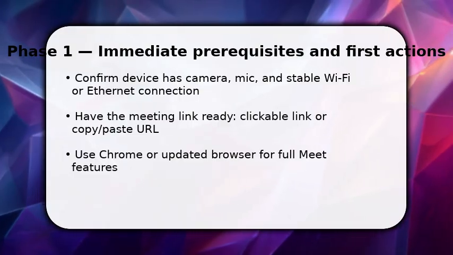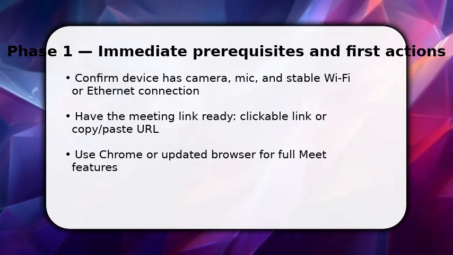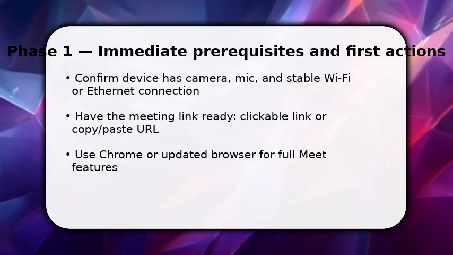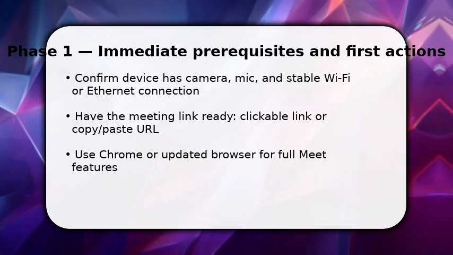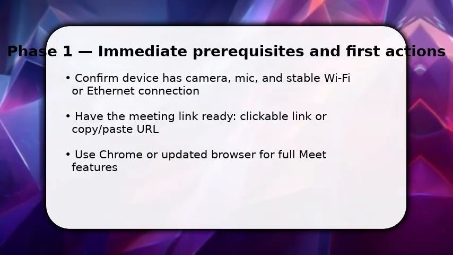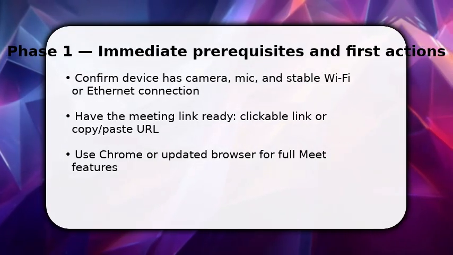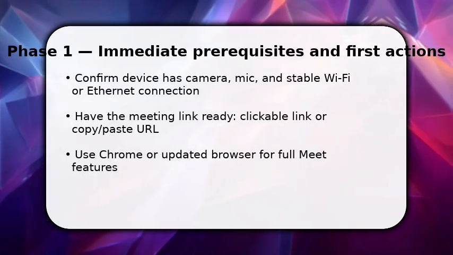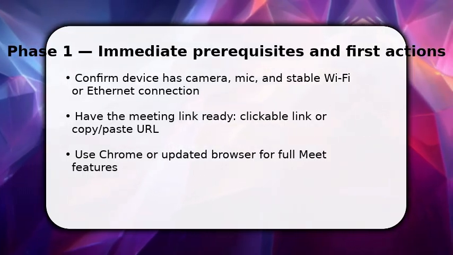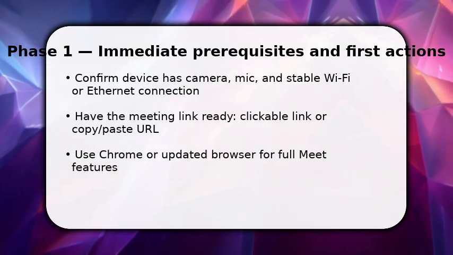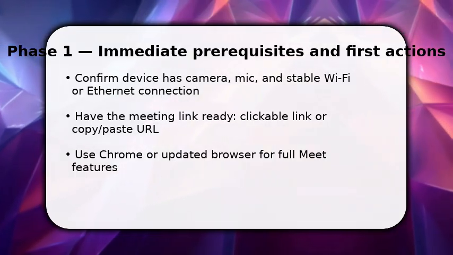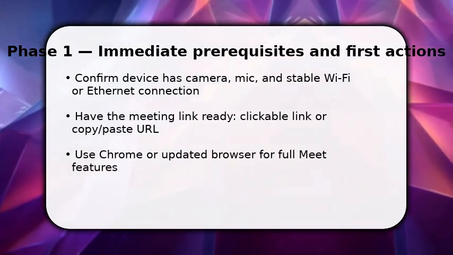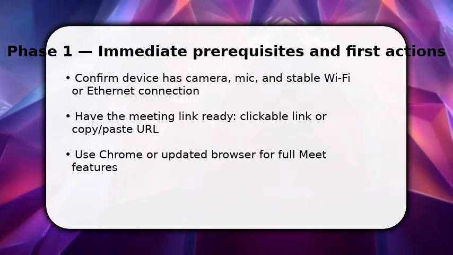You start by confirming prerequisites: camera, microphone, and a stable internet connection. Once done, locate the Google Meet link in your calendar invite, chat, or email and click it. If the link isn't clickable, copy and paste it into your browser's address bar. Make sure you use Chrome or an updated browser because Meet uses web features that older browsers may not support. This prevents permission errors and missing controls.